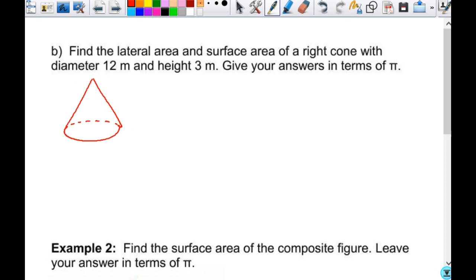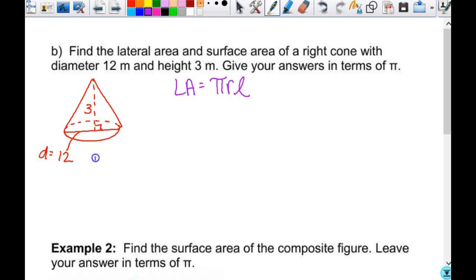So it says, blah, blah, blah. The diameter is 12. And the height is 3, and I want to find the lateral area and surface area. So my lateral area is pi r L, right? Did they give me the radius?